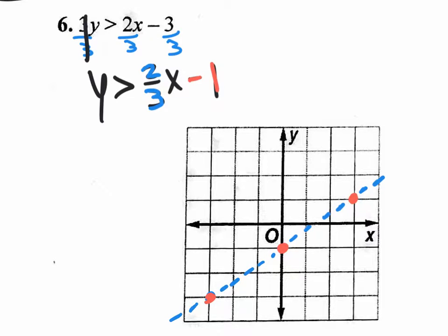Now you want to shade, and you're either going to shade in the top or the bottom, depending on where the answers are. So if you test the point 0, 0, will it work? It's as easy as this. Take 0, put it in place of the x. Take 0, put it in place of the y.